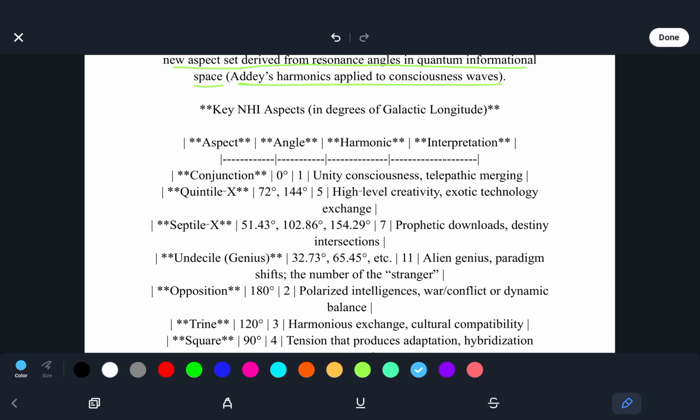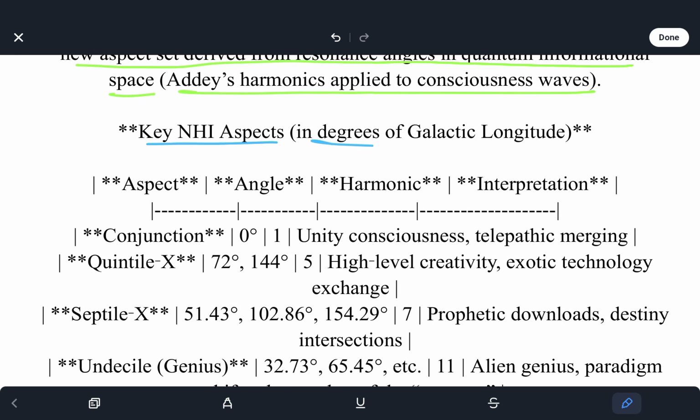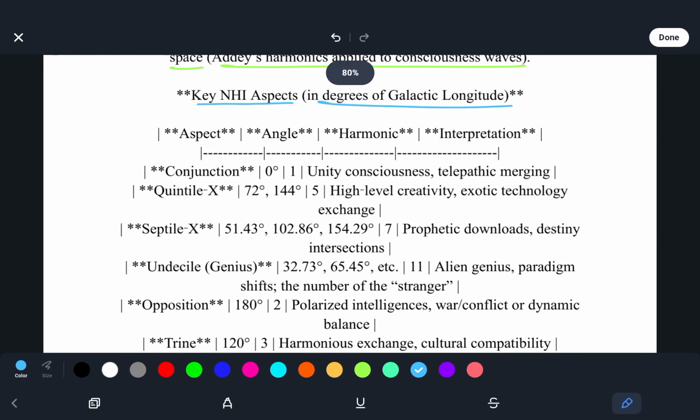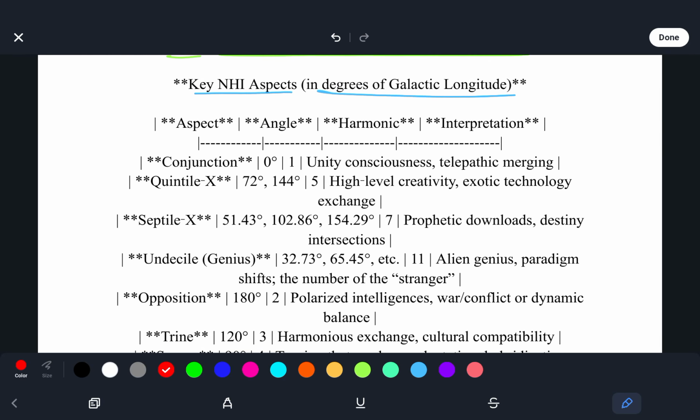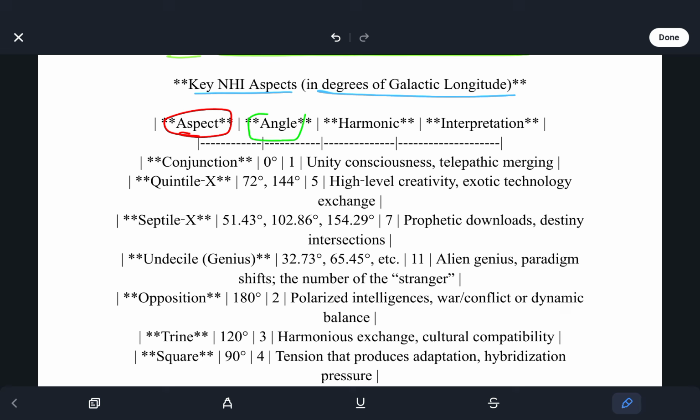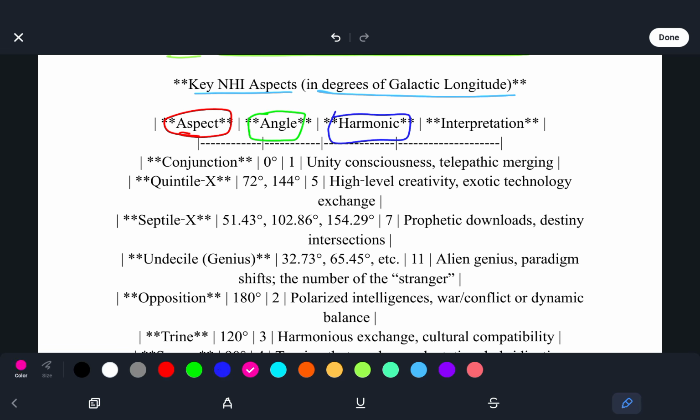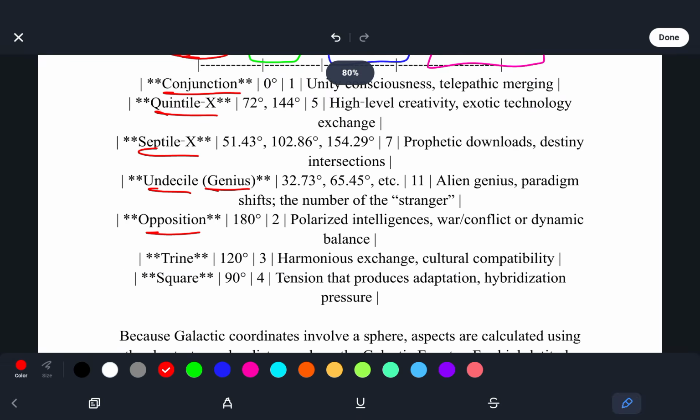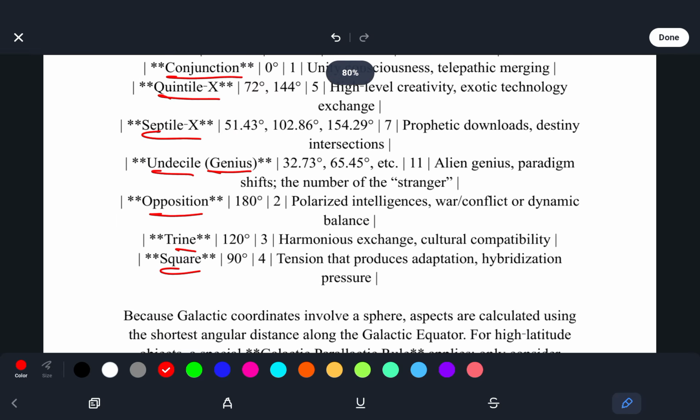So we have our key NHI aspects here in degrees of galactic longitude, and it shows us our aspect, our angle, our harmonic, and then our interpretation. So we're going from conjunction, quintile, septile, undecile, genius, opposition, trine, and square.